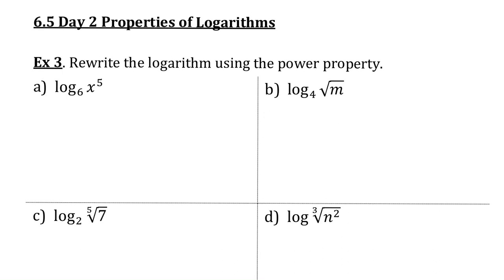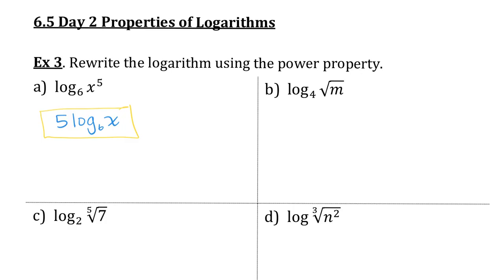Okay, 6.5 day 2, we're just continuing our log properties with a little bit of radicals. Okay, so I'm going to rewrite the logarithm using the power property just like the last one. So for the log base 6 of x to the 5th, I'm going to bring the 5 down. Okay, and we're just practicing the skill. There will be times at which that's useful. So we're just practicing it for that.